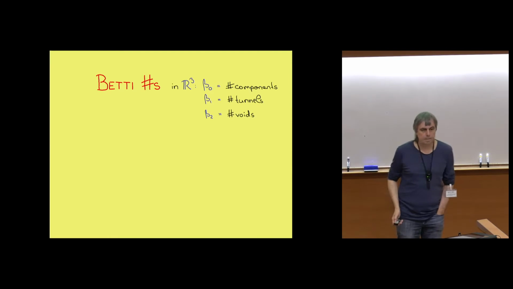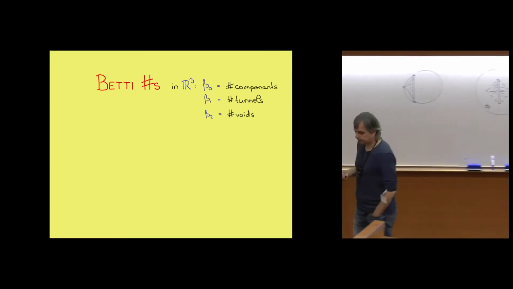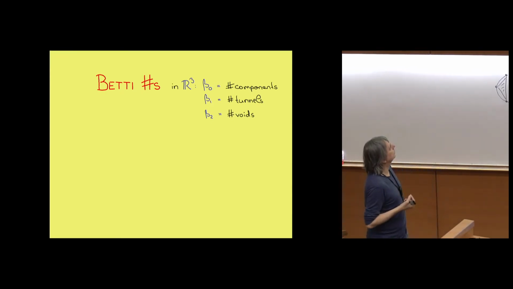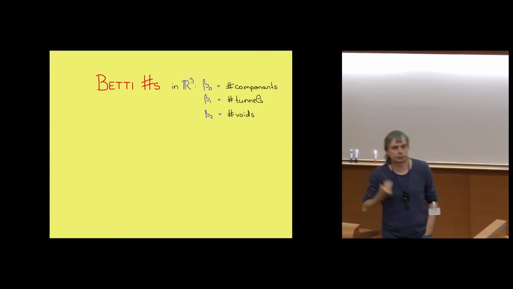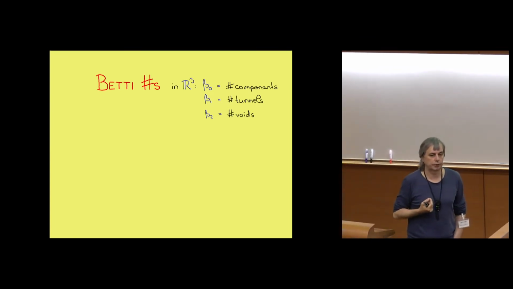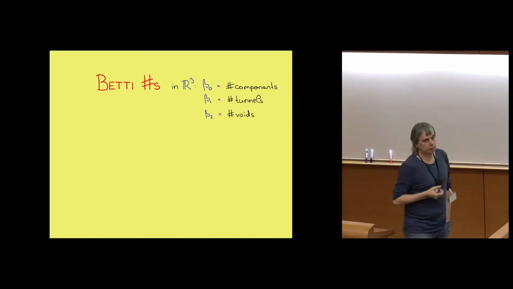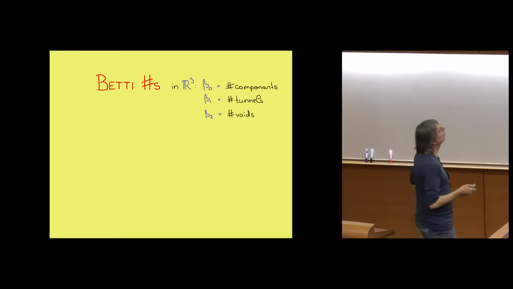I start slowly. When you have 3-dimensional shapes, there's only 3 possible non-zero Betti numbers: Betti 0, 1, and 2. And they have intuitive interpretations. Betti 0 counts the components of the shape. Betti 1 counts the tunnels or loops. And Betti 2 counts the voids or empty spaces surrounded by the shape.